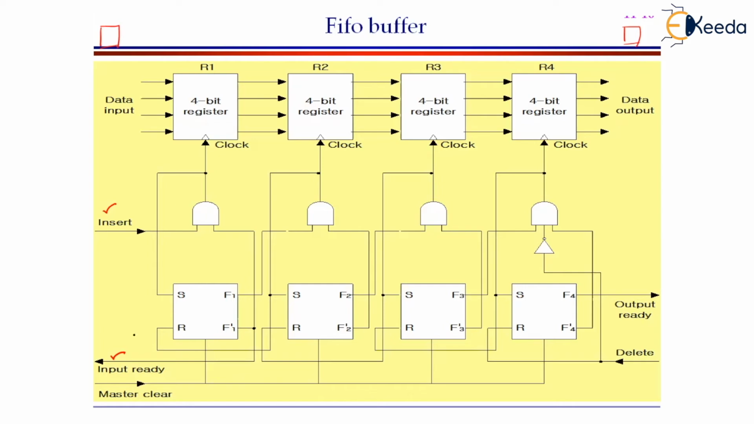Once again, the insert line and input ready line will be enabled by the CPU in order to make a transfer of the data word into this register. The moment insert and input ready are enabled, they are going to trigger this AND gate output. As the output is connected to a clock, the clock will be set. When the clock is triggered, this register is going to accept the data which is transferred from the CPU.